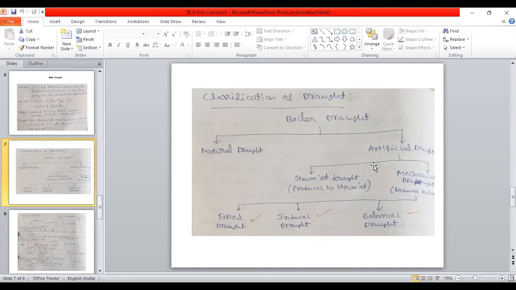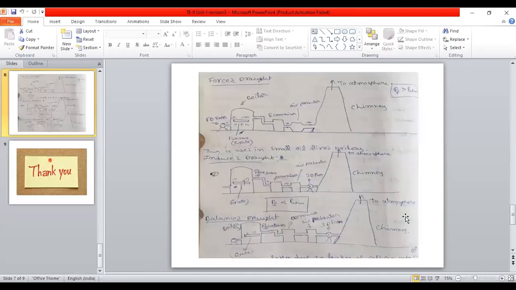Already we discussed natural draught, which is created by nature. The artificial draught is further classified into two types. Steam jet draught is produced by a steam jet, and the other one is mechanical draught, which is produced by a fan. We are fixing a fan. Mechanical draughts are further classified into forced draught, induced draught, and balanced draught. So let us discuss mechanical draught.